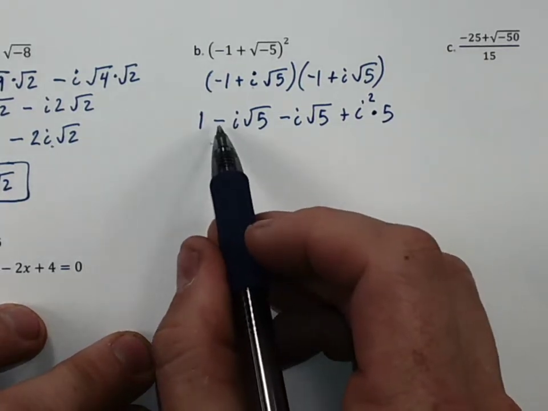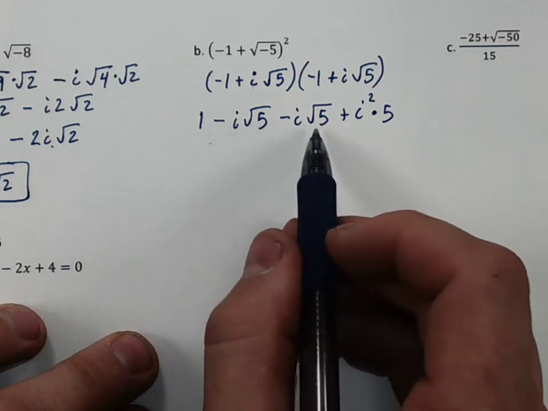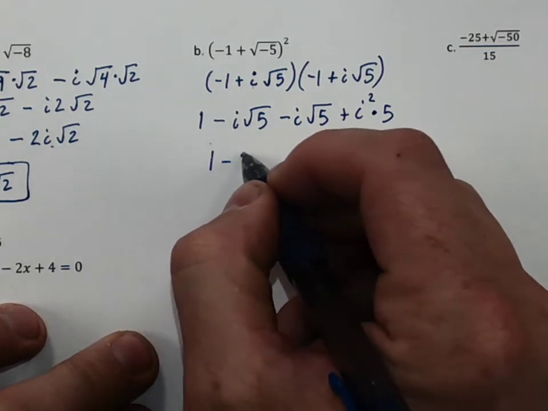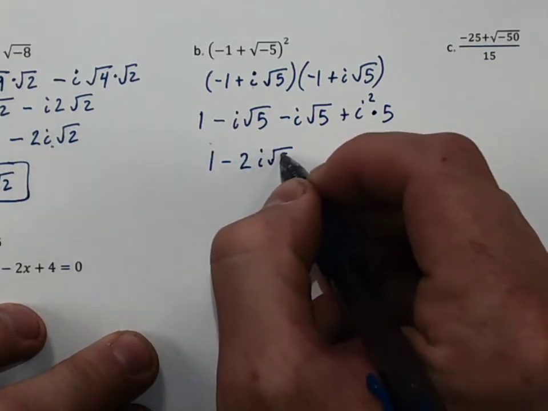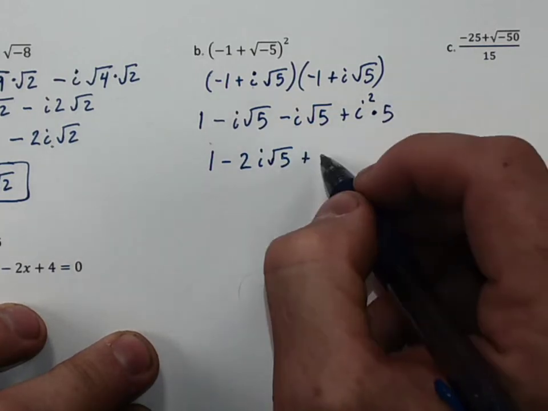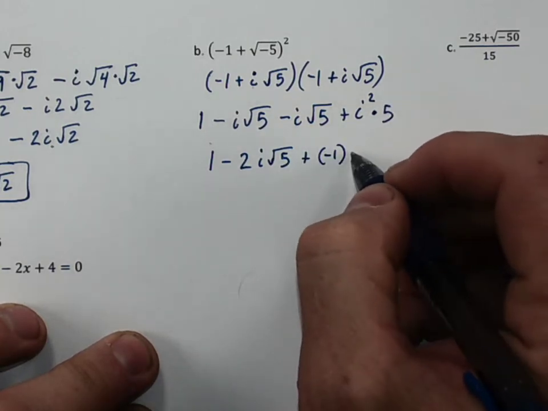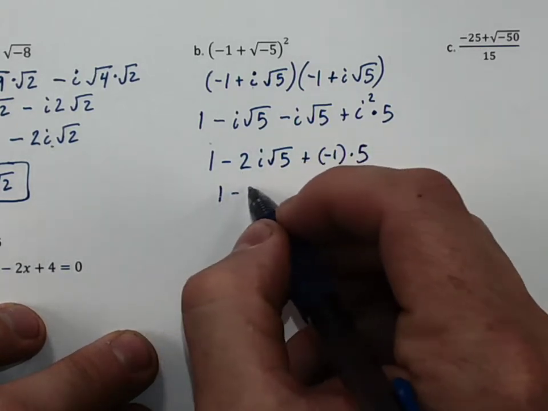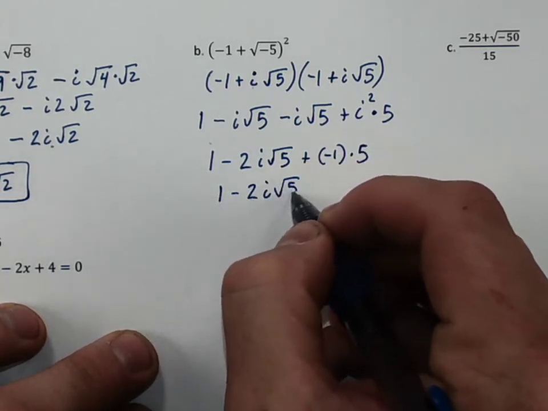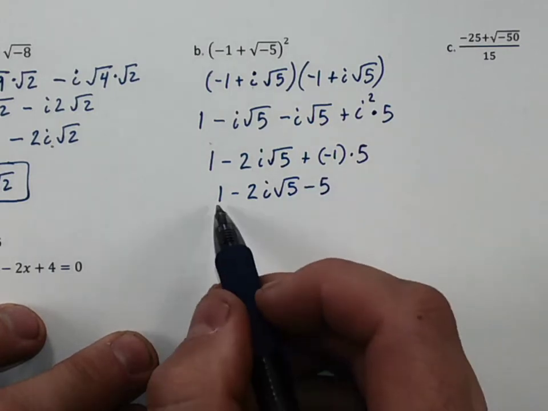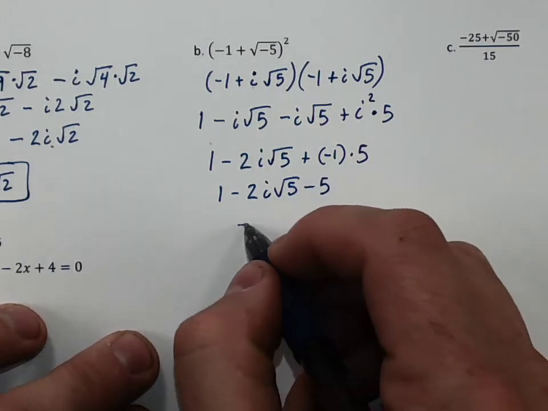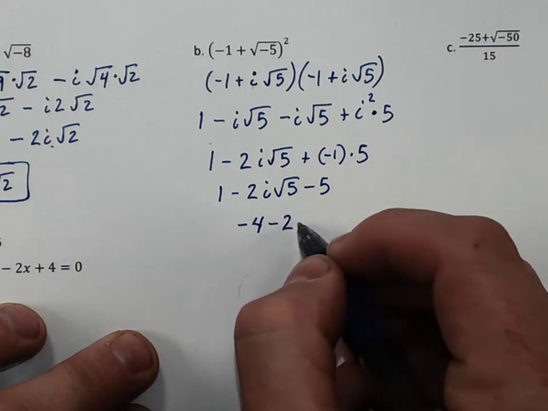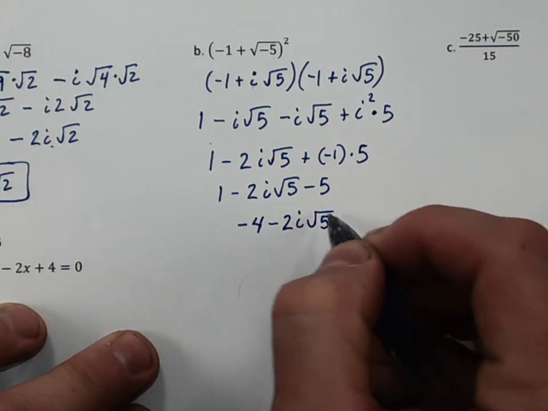Negative i root 5, minus i root 5 is negative 2i root 5. i squared is negative 1, and negative 1 times 5 is negative 5. And 1 take away 5 is negative 4 minus 2i square root 5.